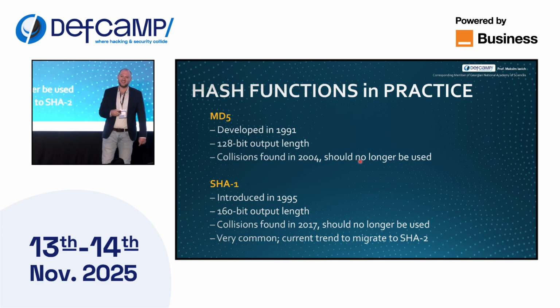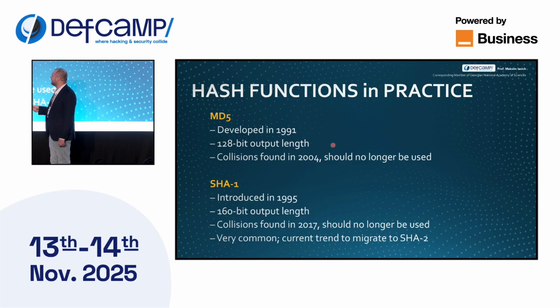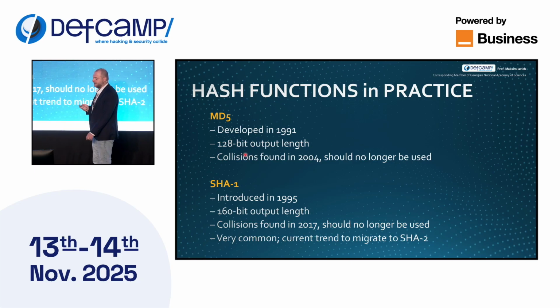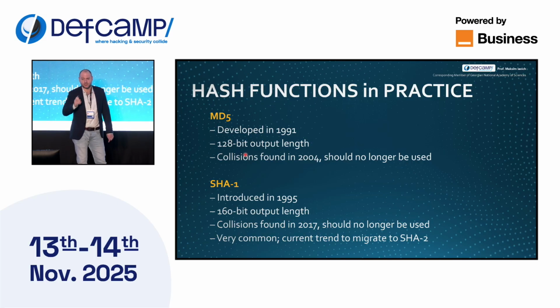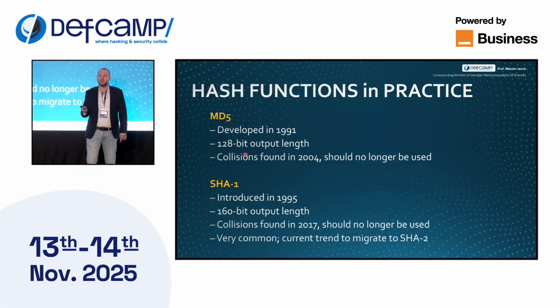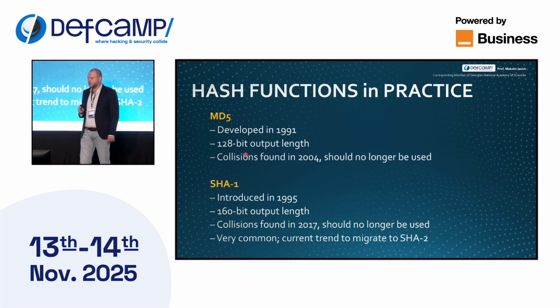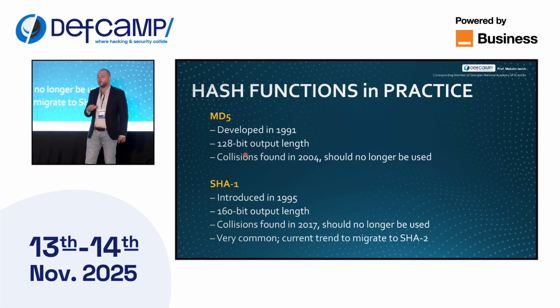So, what hash functions exist in practice? First of all, in 1991 the MD5 hash function was developed. Its output length was 128 bits. I will tell you already here that the minimal output, to be secure, should be 256 bits because of the birthday paradox. And in 2004, it was broken. What does broken mean? A collision was found. Afterwards, in 1995, they created the SHA-1 hash function.